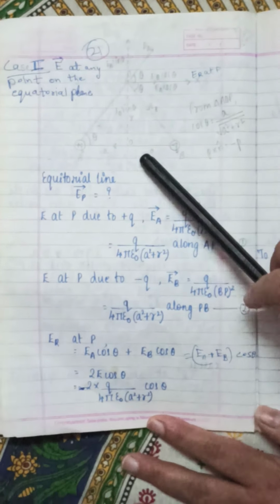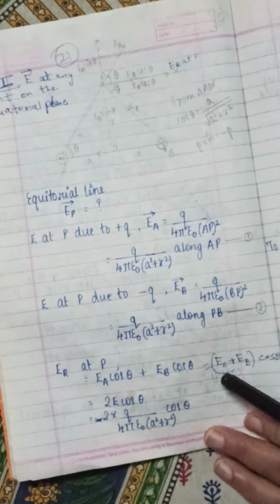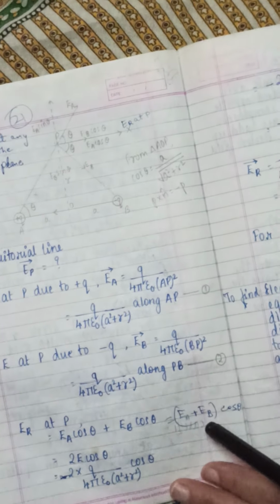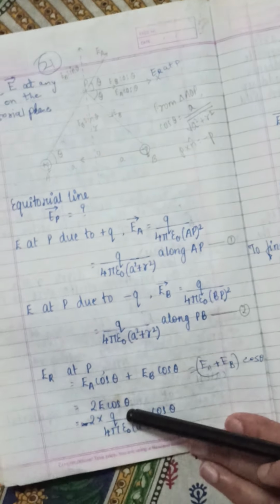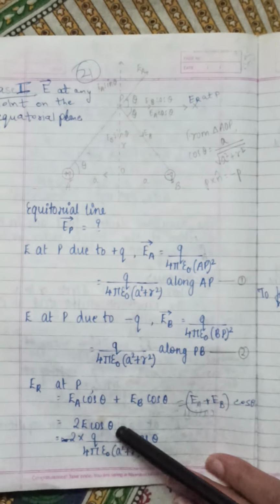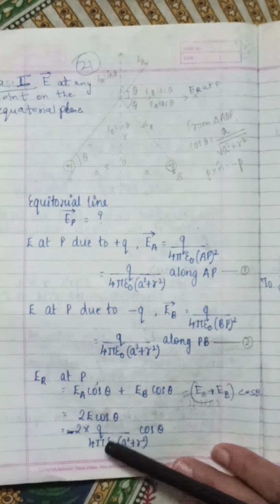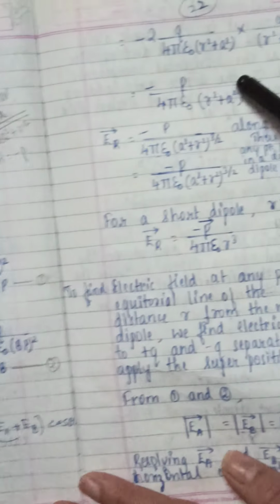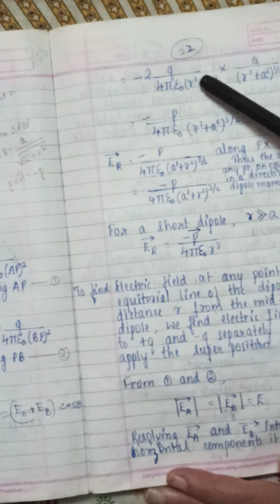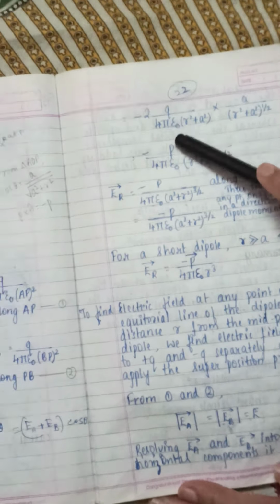Then we add up to get the resultant: EA cos theta plus EB cos theta. Cos theta will be common. EA plus EB will become 2E because the electric fields are equal. So it becomes 2E cos theta. Then we put the value of E, Q by 4 pi epsilon naught (a square plus r square), into cos theta. Here you can see 2Q by 4 pi epsilon naught (r square plus a square) is coming.